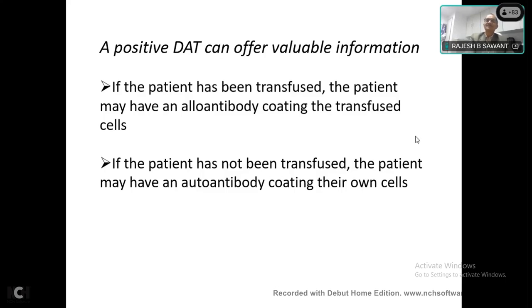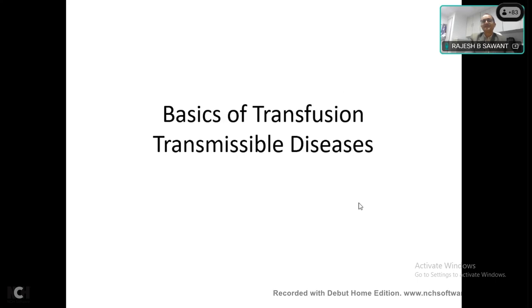positive test can give you some information, as I said, if the patient has been transfused then the patient may have an alloantibody coating the transfused cells. And if the patient has not been transfused, then the patient may have an autoantibody coating their own cells. So the history of transfusion is very, very important when you are testing some patient sample for direct antiglobulin test, right? So that was about immunohematology.